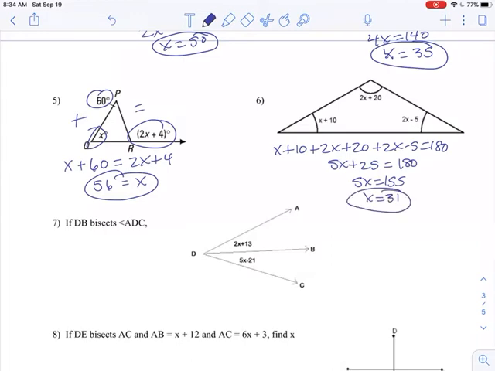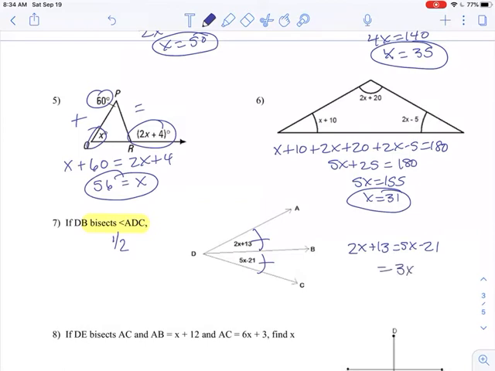So I am doing these quickly, but you should have practiced them on your own. Now the key thing on number 7 is I'm bisecting angle ADC. That means I'm cutting angle ADC in half. So the top angle, 2x plus 13, is equal to the bottom angle, 5x minus 21. An angle bisector cuts the angle in half. Those two halves are equal to each other.